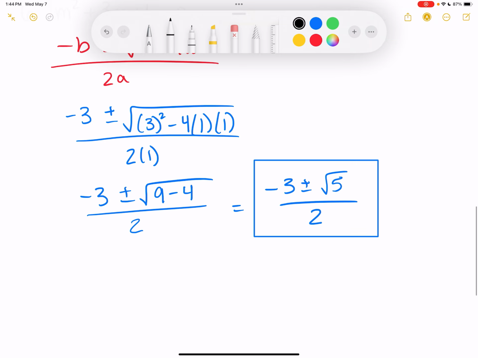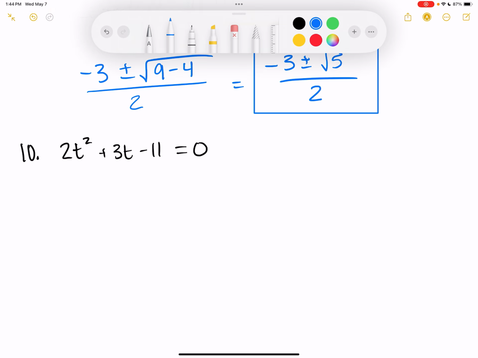10. 2t squared plus 3t minus 11 equals 0. Somebody without looking at your paper, see if you can tell me the quadratic formula. Negative b plus or minus the square root of b squared minus 4ac all over 2a. Good job, Sam.